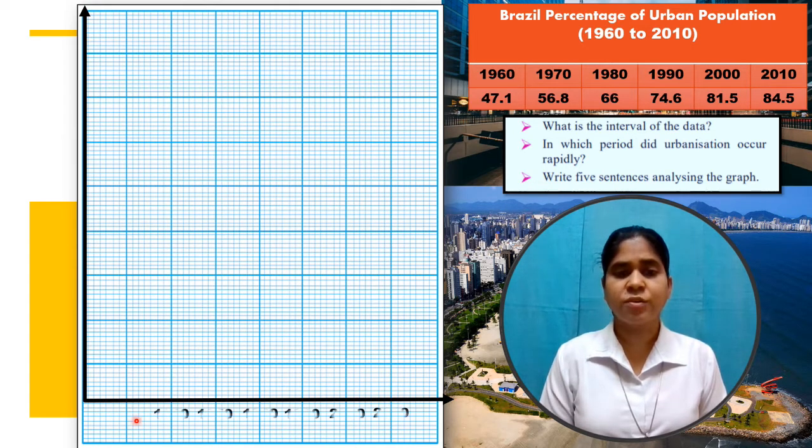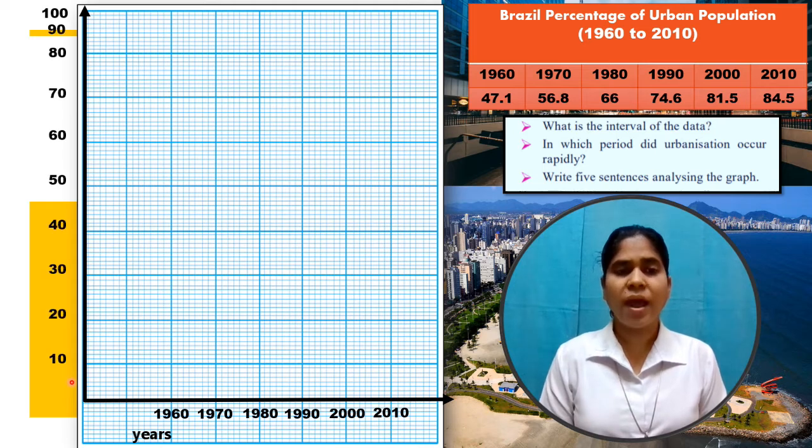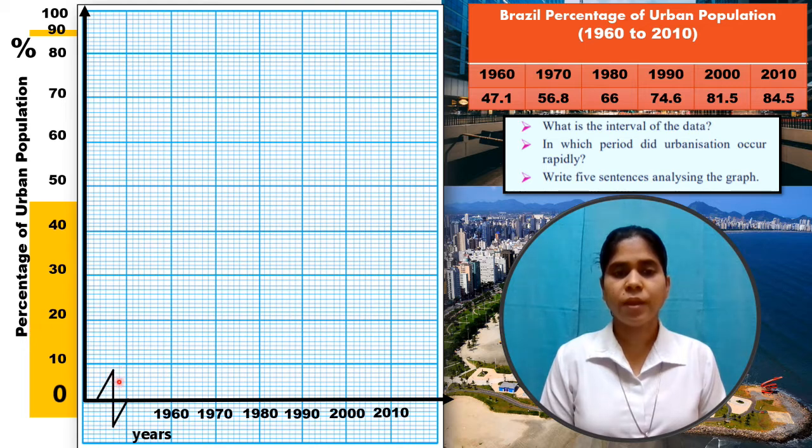On the x-axis, write the years from 1960 till 2010. On the y-axis, write the percentage from 0 to 100. Then write percentage of urban population. We have used the symbol showing that we have taken a direct jump with the year 1960. We have not written over here as 10, 20, 30. We have directly moved with the year 1960. So we have used this symbol.